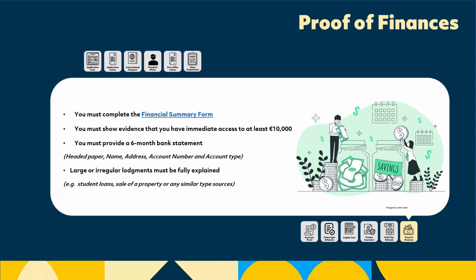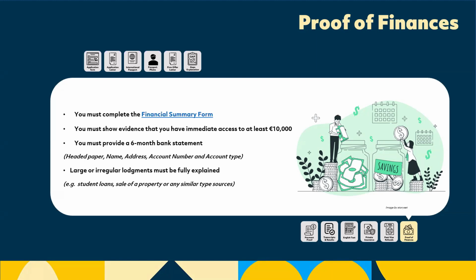This must be on headed paper. Name, address, account number, and account type must be clearly visible. Ensure that the print quality is very, very clear, because I've seen instances where students have been rejected not because they did not have the funds, but because the bank statement itself was not legible. The visa officer could not really see what was in the bank statement. So ensure that the print quality is very clear and that it shows all of that.